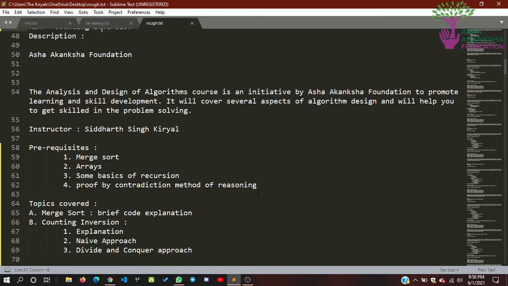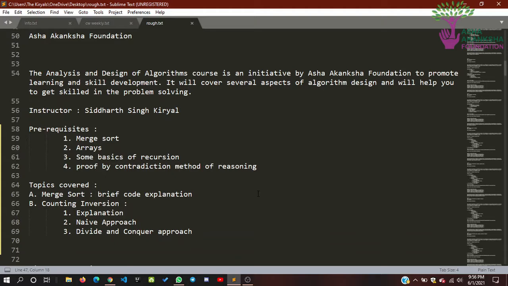How do we actually prove things using proof by contradiction? So the topics covered in this video are: I will first briefly go over merge sort, and then I will explain the problem of counting inversions. I will explain it completely. Then I will give a naive approach algorithm to solve that particular problem, and then we will increase the efficiency of the algorithm and create a divide and conquer type of approach for the same.